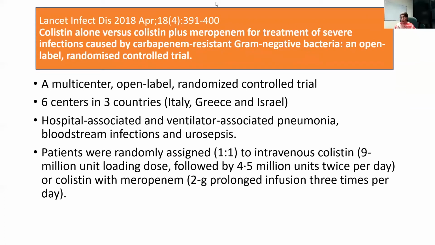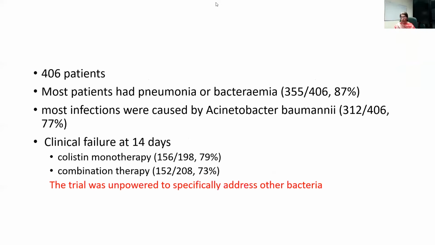However, there's another randomized controlled trial that favors the use of monotherapy with colistin. It is a multi-center open-label randomized controlled trial where the patients were randomly assigned to intravenous colistin alone or colistin with meropenem. 406 patients were included, and most of the patients had pneumonia or bacteremia. The very important thing here is that most of the infections in these patients were caused by Acinetobacter. The kidney failure at 14 days with monotherapy and combination therapy was not different.